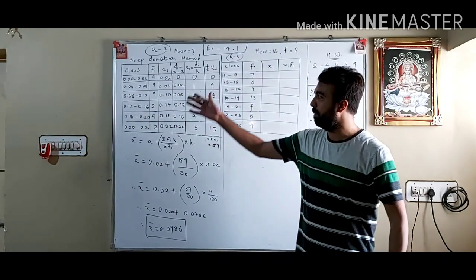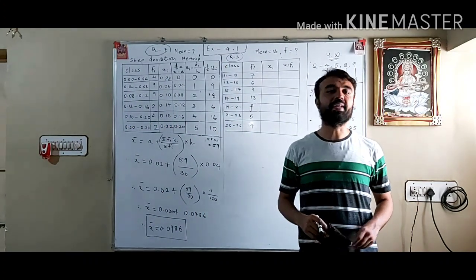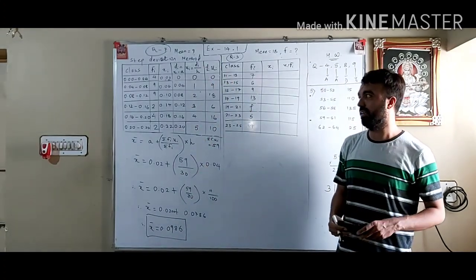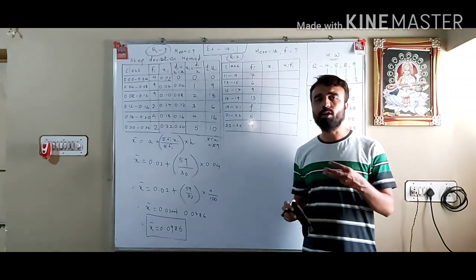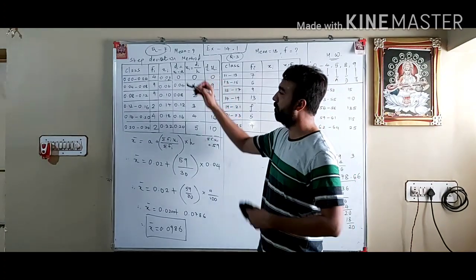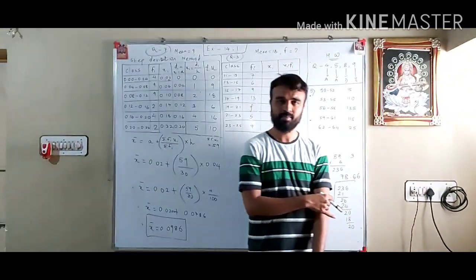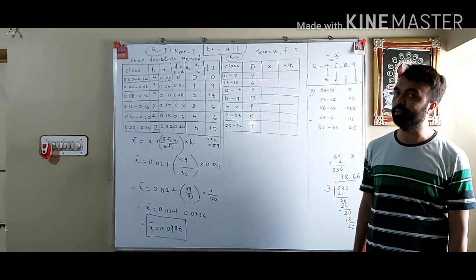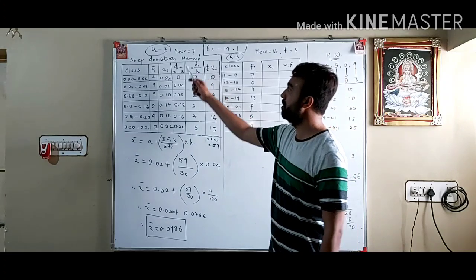And this was method number 3, step deviation method. Okay, so I hope you people are clear with this method. All the 3 methods are almost same. You just need to remember what we are adding every time. And you need to remember the formulas. As I said, there is no choice other than the formulas. Okay, so this was step deviation method.